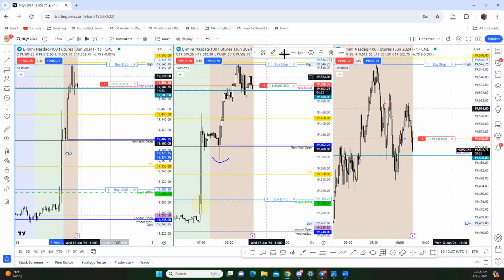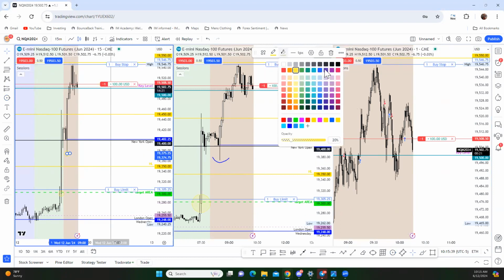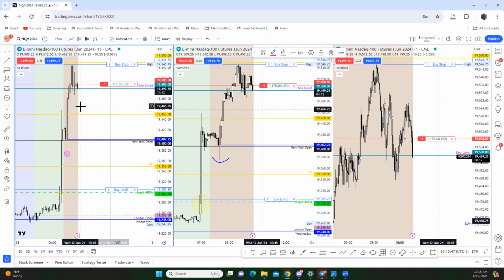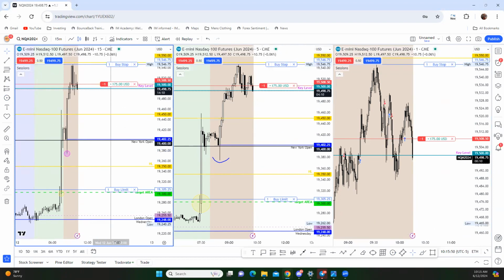Okay, so like that, let's do this color here. This color here. Okay, looks good. Okay, so now we're in there and we're rocking. Let's see.